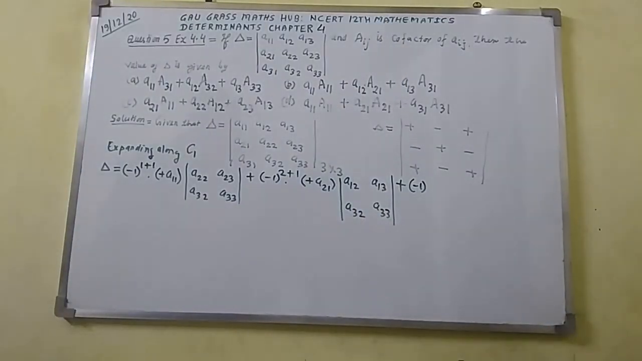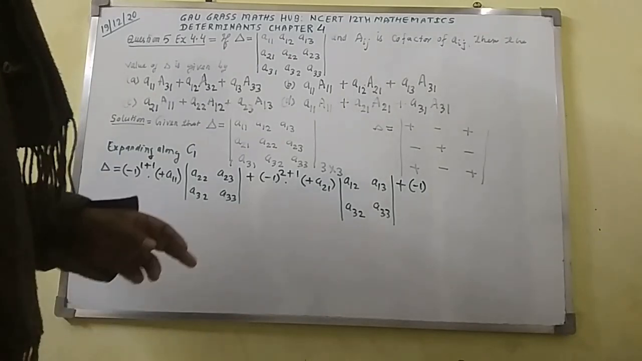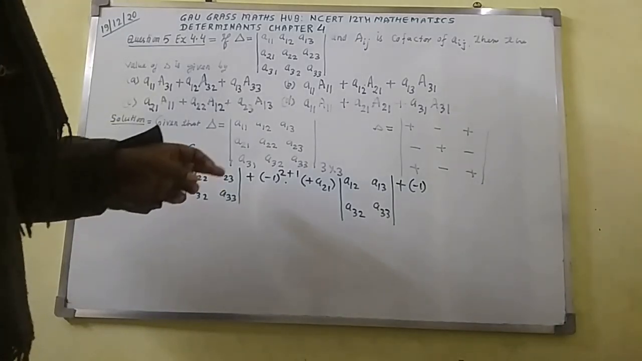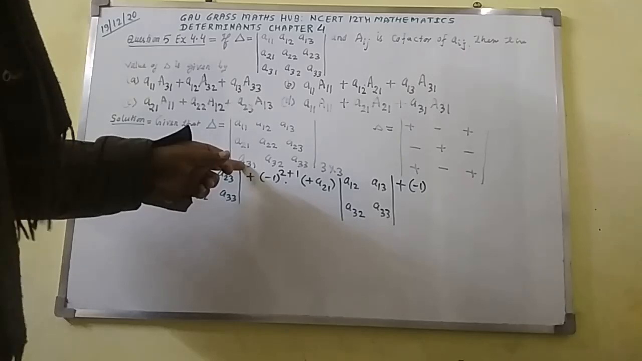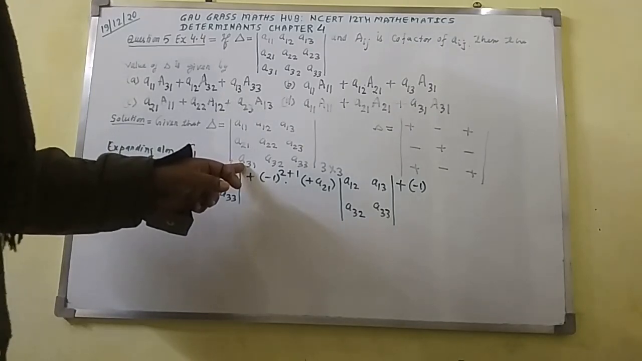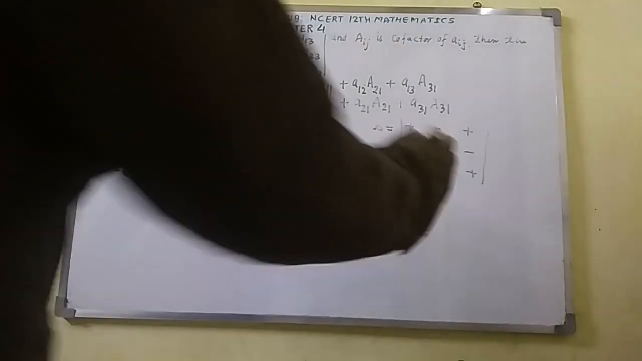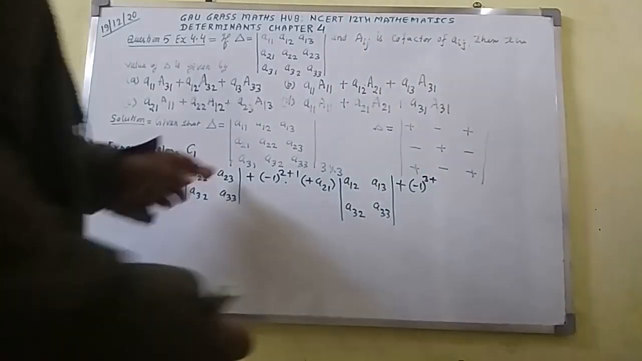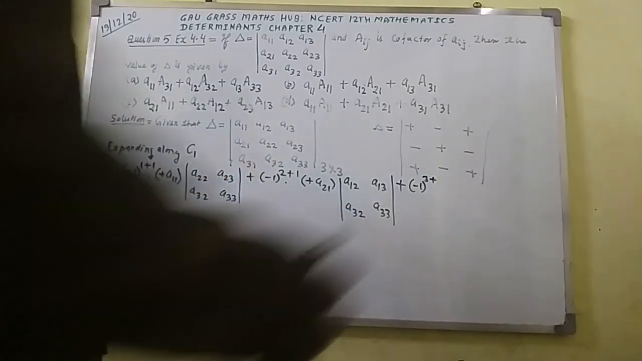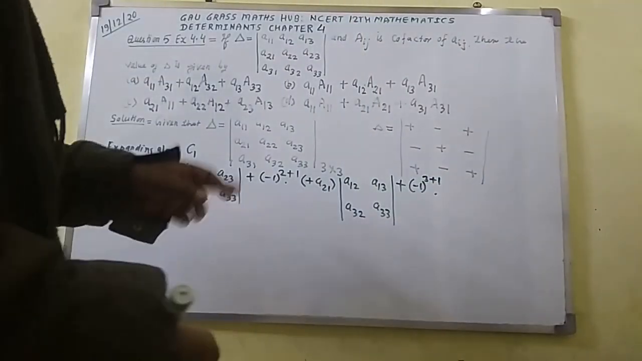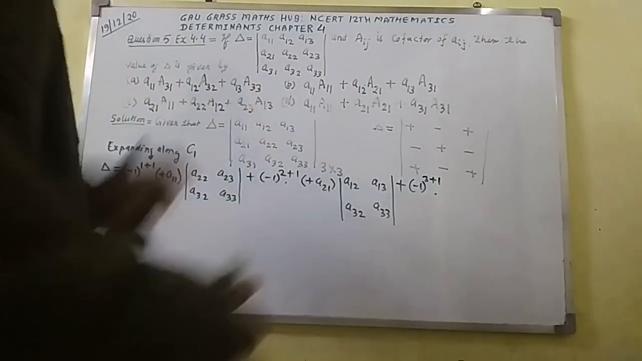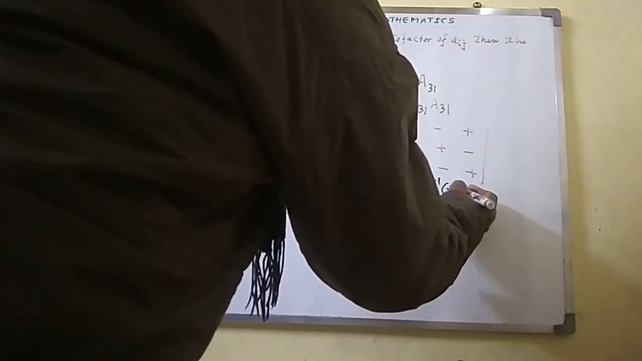Minus 1 raised to the power. Since this delta is going to be expanded along the first column, I shall take this element a31. a31 is there in the third row, so for the third row I shall write 3 plus, and since a31 is there in the first column, for the first column I shall write here 1. So here write plus a31.